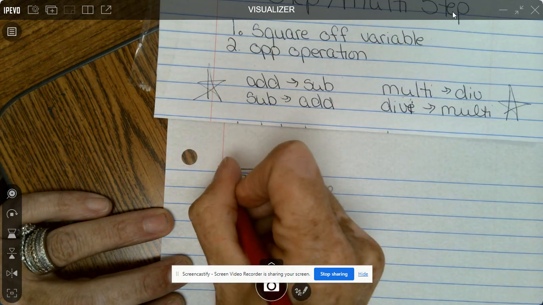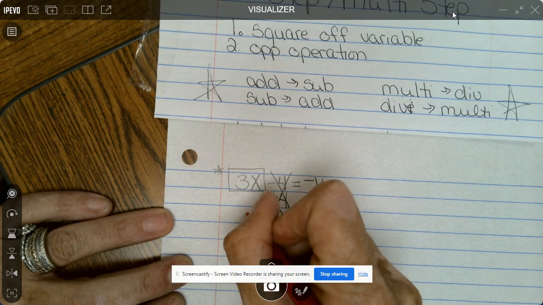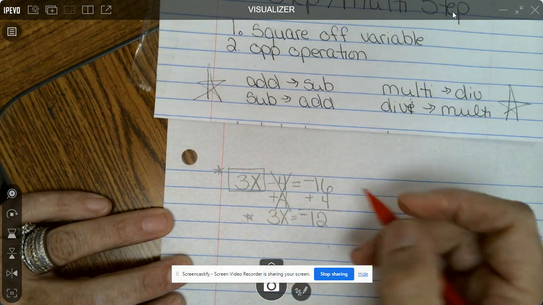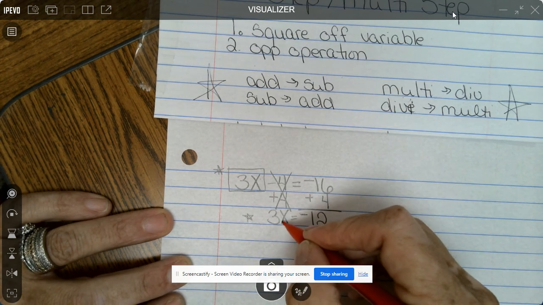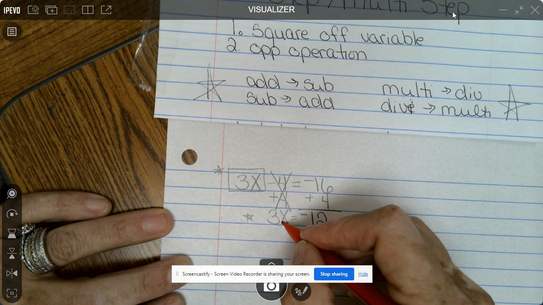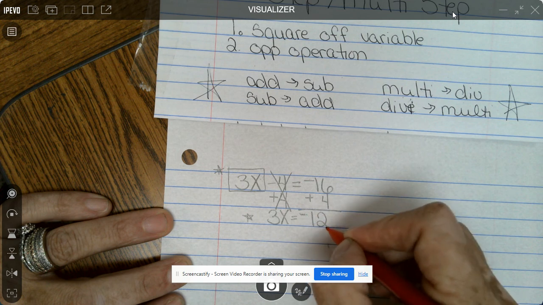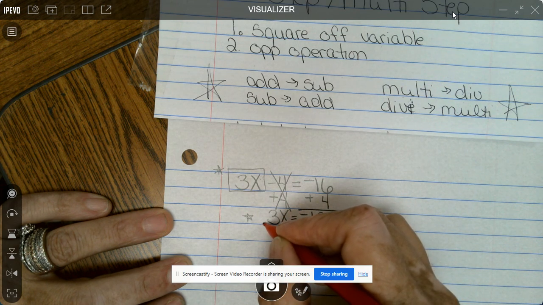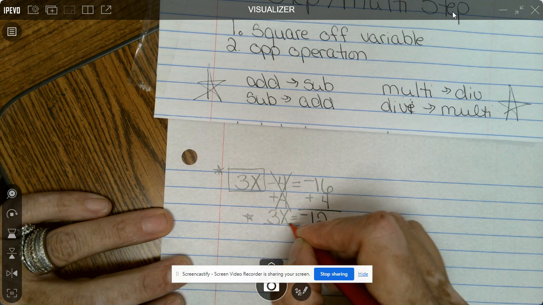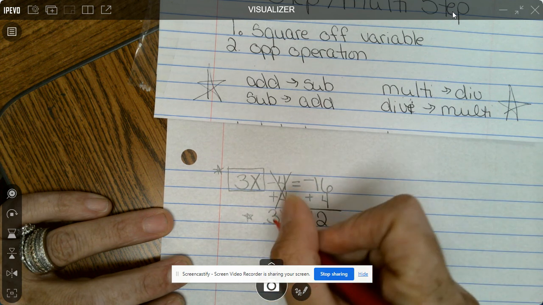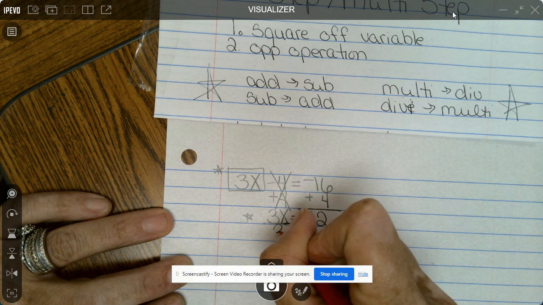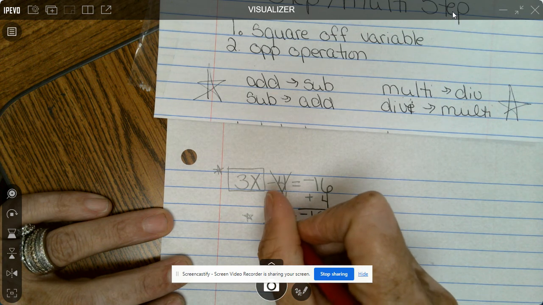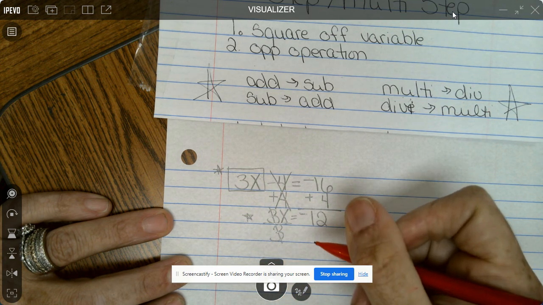Now we're back to our single step. So we're going to look at 3x equals negative 12. Because it's side by side, we're going to just do the opposite, which means that the opposite of multiplication is division. So we're going to divide by 3. 3 divided by 3 is going to cross it out and just make it 1.